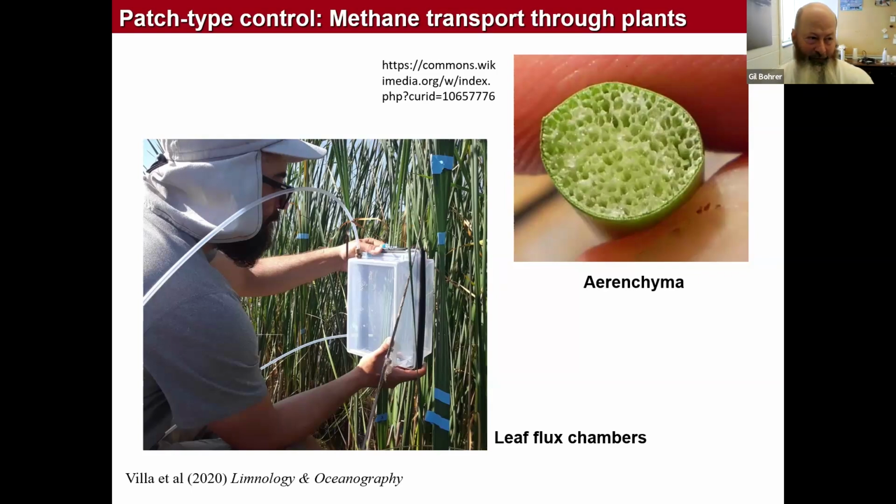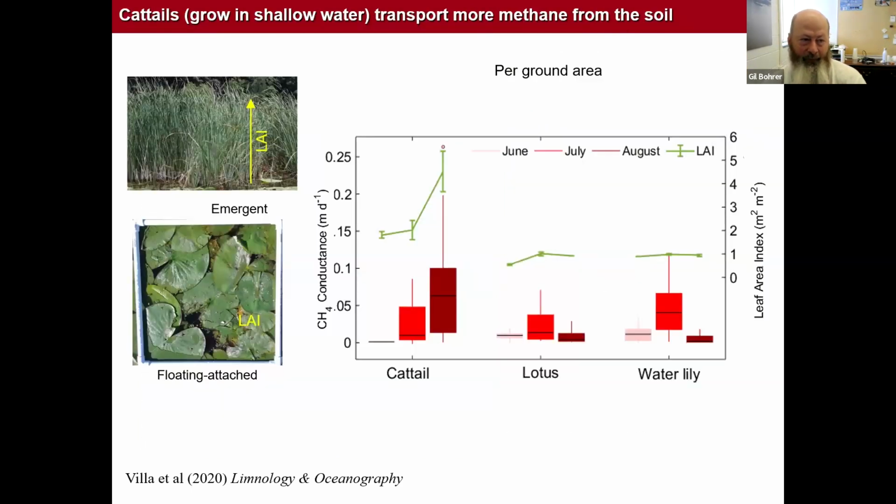And this is, again, my former student, now professor in Lafayette, Louisiana. He developed these very high-tech, Walmart-based, tapestry-type chambers to measure flux, to know exactly how much flux comes per leaf area of different vegetation types. So as we were working on that, we saw that the cattail has the highest conductance. So methane has it easier to move through cattail, especially late in the season, whereas lotus and lily have much lower conductance, and it's harder for methane to move through these plants.